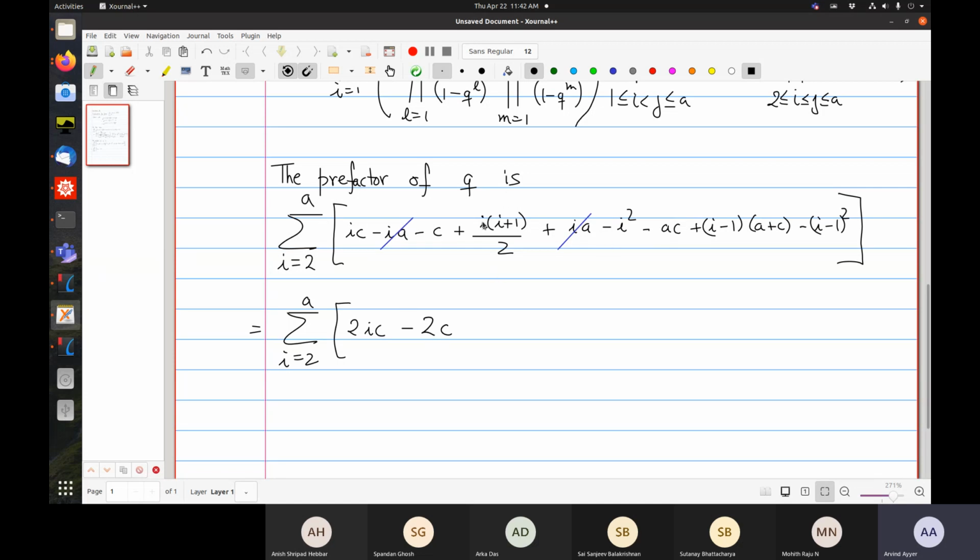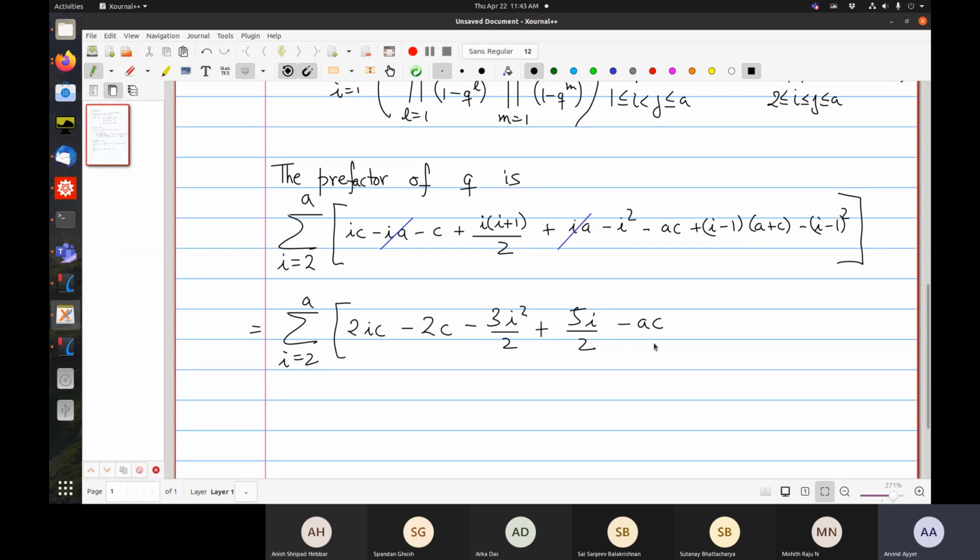Now let's look at the I squared factors. I have an I squared by 2, a minus I squared and a minus I squared. So that's minus 3I squared by 2. Stop me anytime there's any confusion, please. So then I have a plus I by 2 and plus 2I from this expansion. So plus 5I by 2, minus AC as before. I have taken care of the C factors over here.